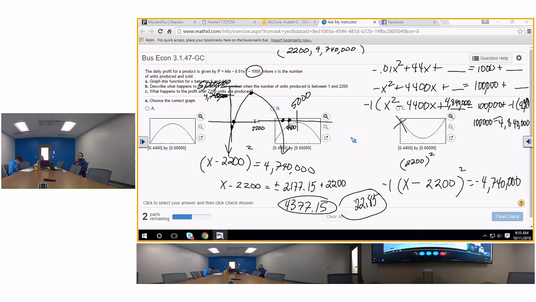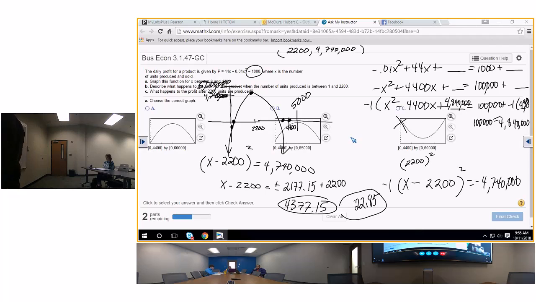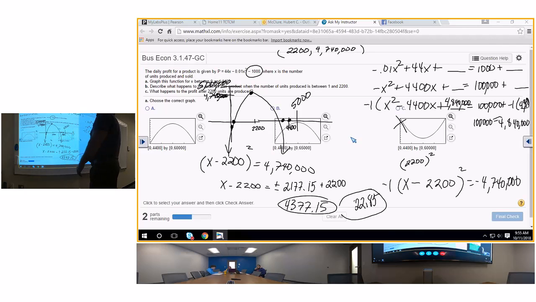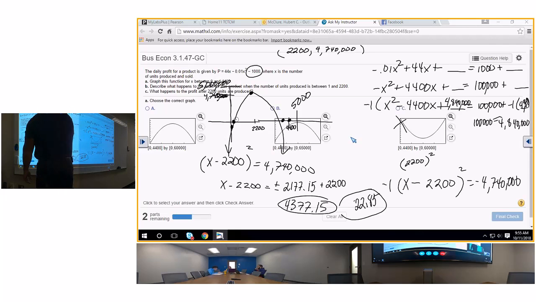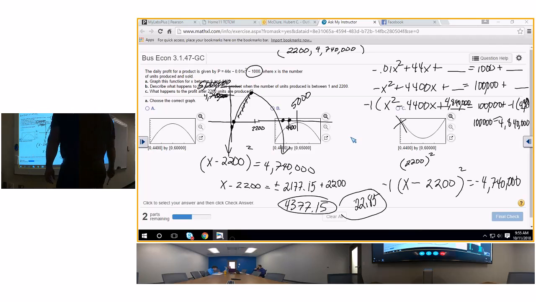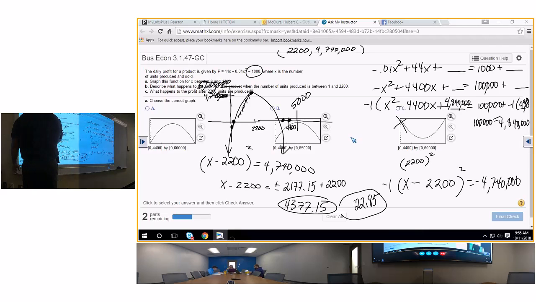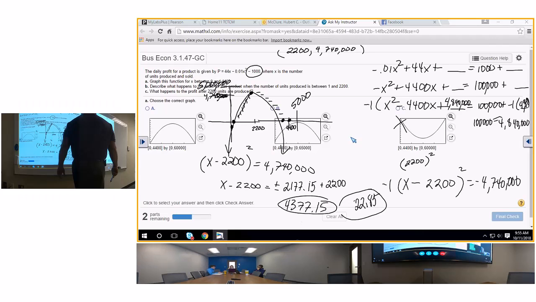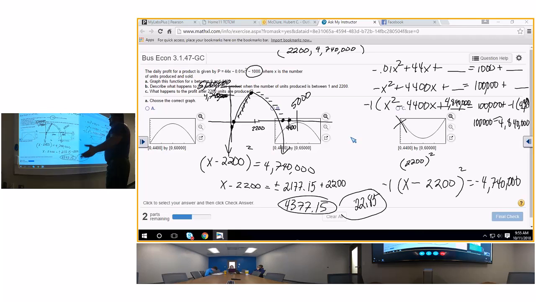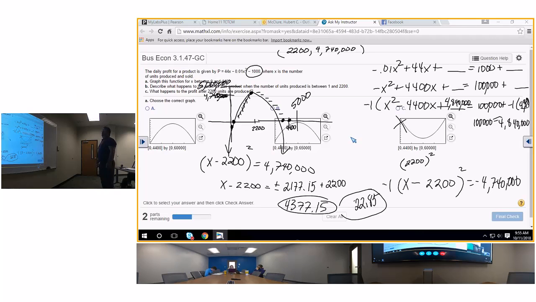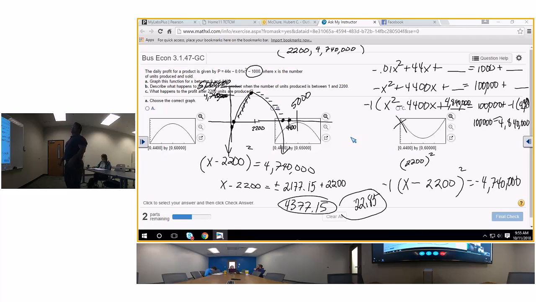What happens to the number of units produced between 1 and 2200? Well, what's happening to the graph between x is 1 and x is 2200? It's increasing. What's happened on this side? It's decreasing. The domain is what? The domain is all real numbers. The range is negative infinity to 4,700,000. The highest profit is 4,740,000 at 2,200 units.